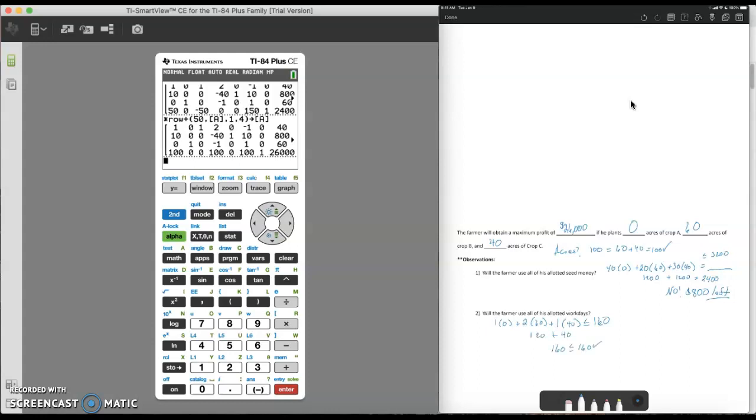Did he use everything? Yes. He used all of his allotted workdays. He had a little bit of money left over. He used all of his acres, and he maximized his profit. So that's how all of those values work together.